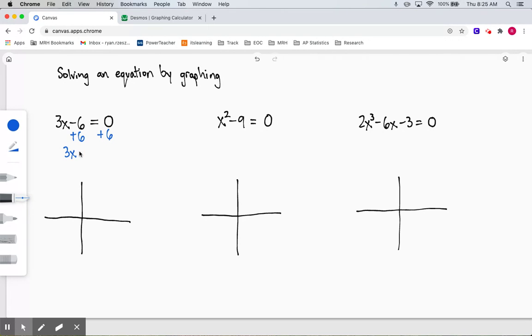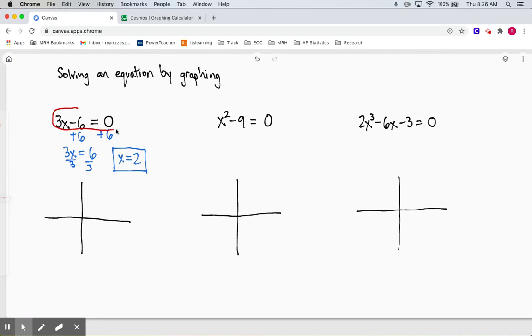We would get 3x equals positive 6. We would divide by 3. And the answer to this problem is x equals 2. Pretty straightforward question by this point in your math careers. So I got my answer to the equation. That wasn't very hard. But what I want to do with this answer is show you how it relates to the graph of my original equation right here.